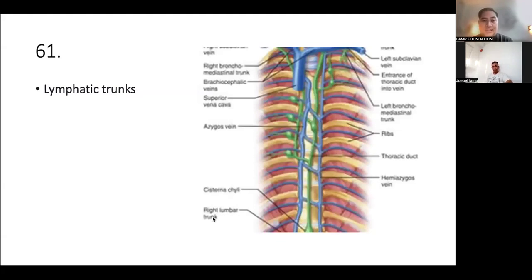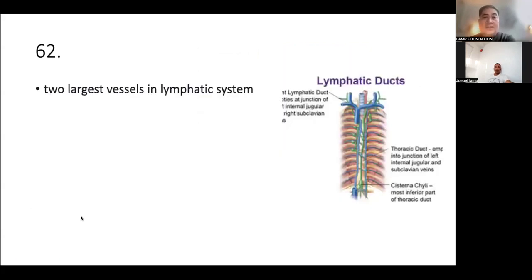What are the lymphatic trunks? These are big trunks. The jugular, the subclavian, bronchomediastinal, mediastinal, intestinal and lumbar. Great. What are the two largest vessels in the lymphatic system? The right lymphatic duct and thoracic duct.